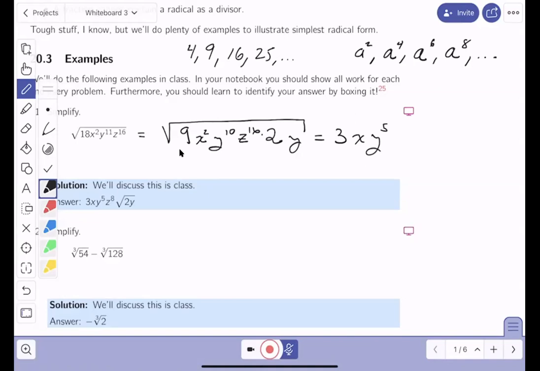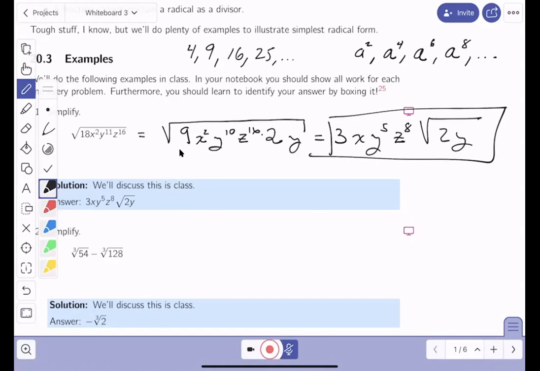What times itself would give you z to the 16th? z to the 8th. A lot of people say z to the 4th. That's not true. z to the 8th times z to the 8th is z to the 16th. What's left over? The square root of 2y. Let's look at the answer key and see if we got it. I'm looking at this, and I'm looking at this. Do they match? Yes. 3x, y to the 5th, z to the 8th, the root of 2y.